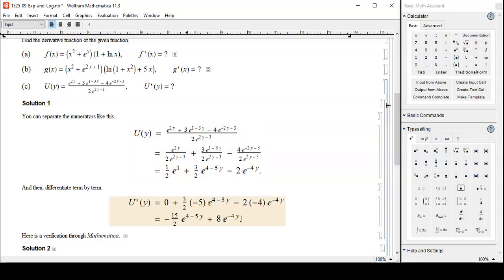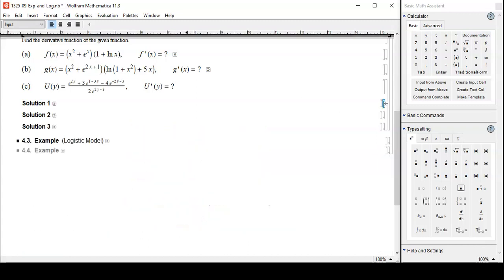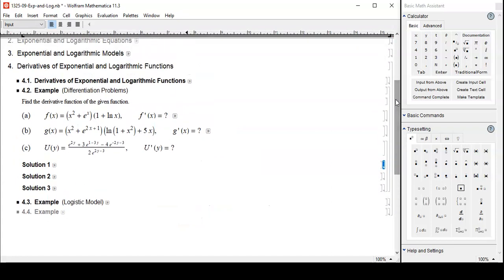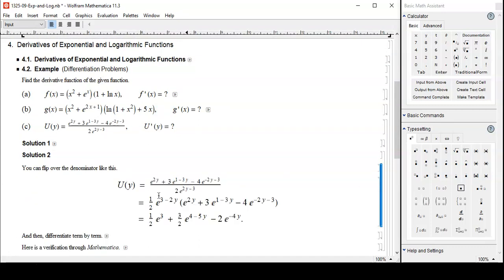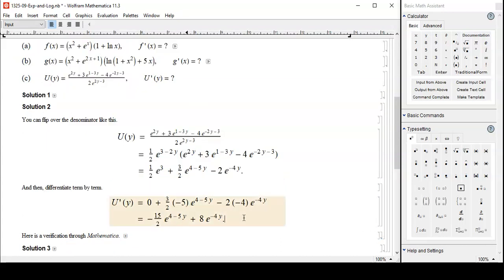But you can use quotient rule if you want. But I do like this first rule. Separate the numerator, simplify, and then take the derivative, because this one is effective for calculating the antiderivative as well. We're going to do backward computation later on, anti-differentiation. In that sense, this is really useful. Here's another way. Instead of separating the numerator, flip the denominator over and then distribute through multiplication. In the end, of course, you have to get the same thing. And then you can take the derivative term by term.